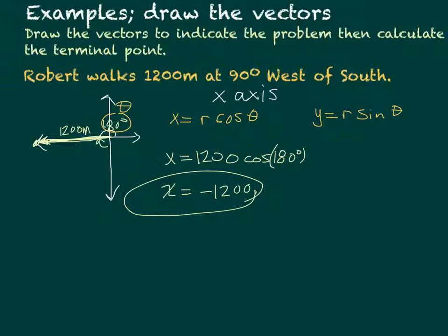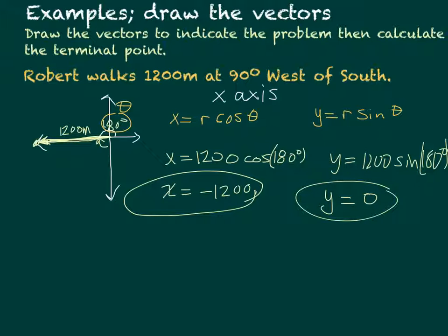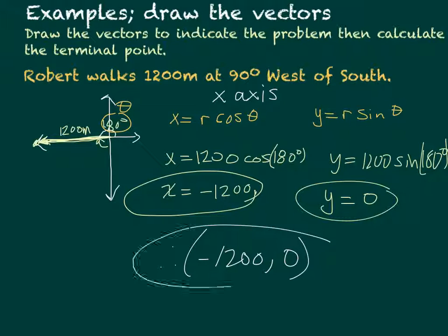And then if we look at our y equals 1,200 times the sine of 180 degrees. Sine of 180 is 0, so we have 1,200 times 0, which is 0. So the point (negative 1,200, 0) is where Robert is going to be walking to.